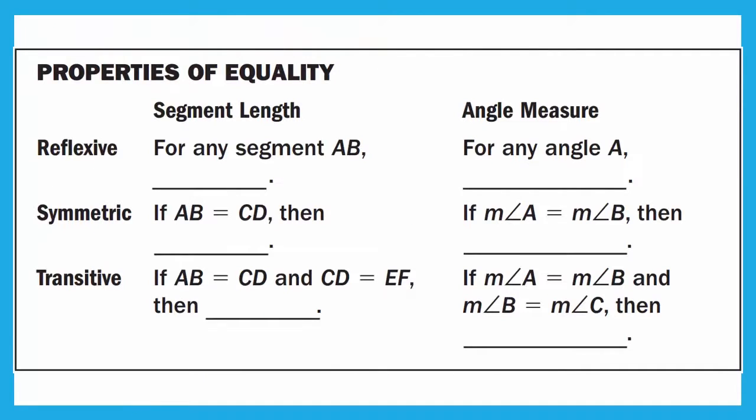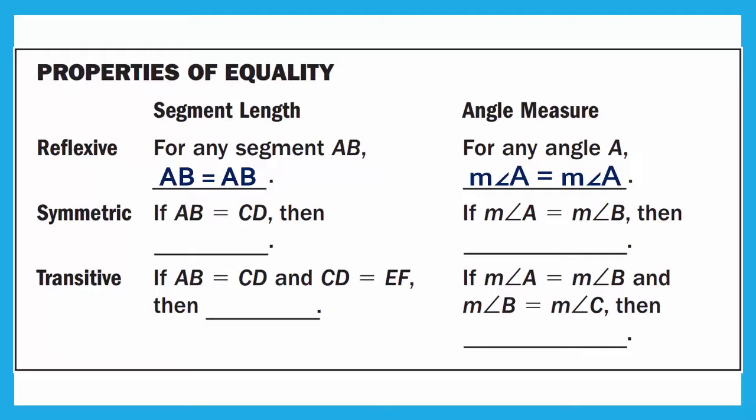Properties of equality in reference to segments and in reference to angles. Our first one is the reflexive property of equality, which says for any statement AB, AB is equal to AB. That goes back to that triangle where if they're sharing a side, that line segment is the same measure for each triangle. Angle measure. For an angle A, the measure of angle A is equal to the measure of angle A.